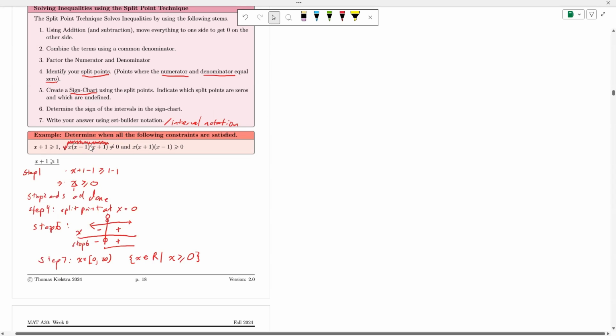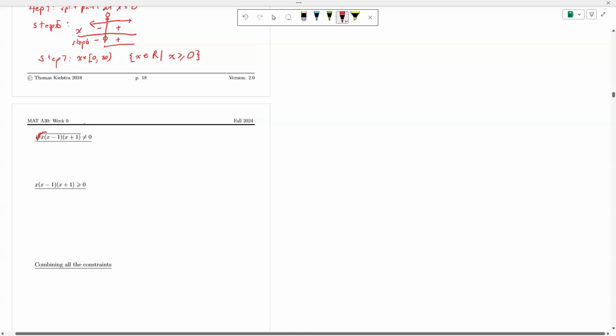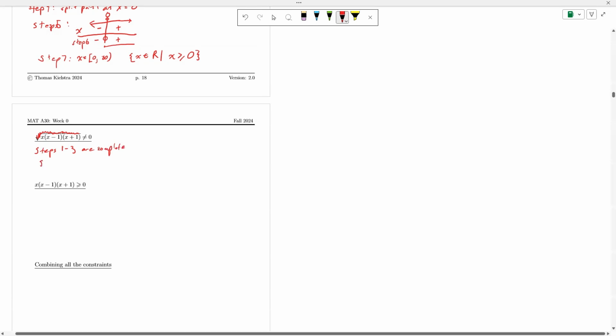Well, let's take a look at our second and third examples, which are a little bit more complicated. So in our second example, we simply want to know when x does not equal 0. And steps 1 through 3 are done, are complete. Step 4, identifying our split points. Well, that's minus 1, 0, 1. Step 5, we create our sign chart. x minus 1, x, x plus 1. And we're 0 at these points.